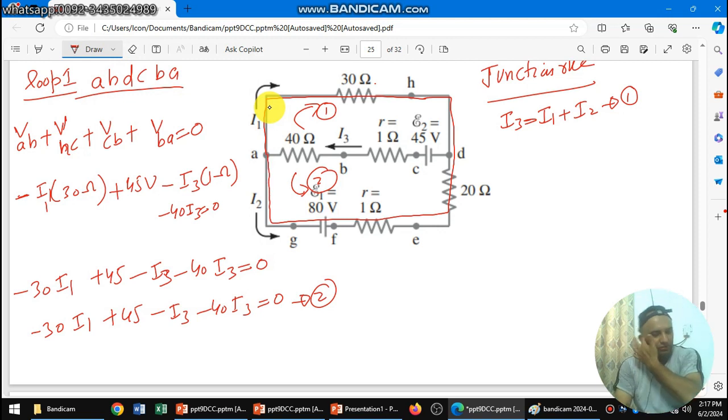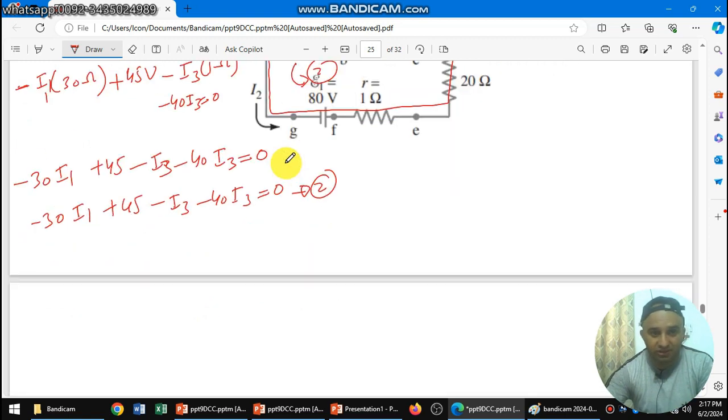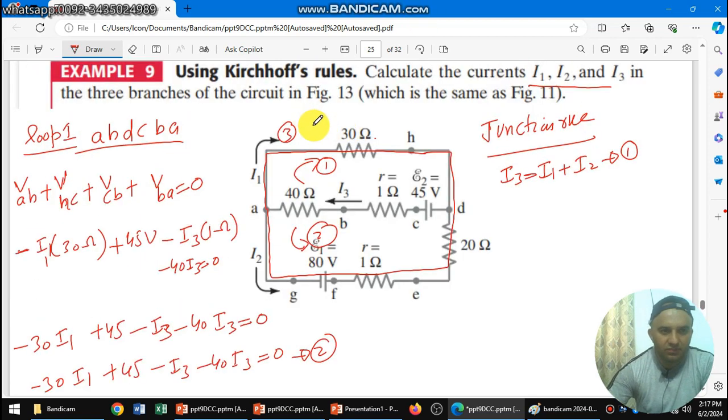In looping, we start from a point, cover the whole loop, and get back to the same point. So the outer loop is loop 3. We apply KVL to loop 3, not loop 2, because the second loop is a complex circuit. If we apply KVL to the third loop, it is easy for us to solve the equation. So for loop 3 we apply KVL again.